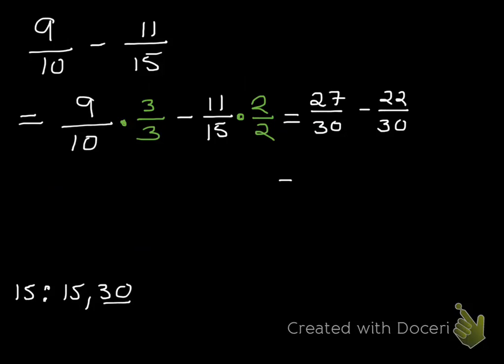Okay, so we have common denominators, so we're going to subtract the numerators. 27 minus 22 is 5. Denominator is 30, and then we can reduce. They are both divisible by 5. So if we divide 5 by 5, we get 1. If we divide 30 by 5, we get 6. So we are left with 1/6.